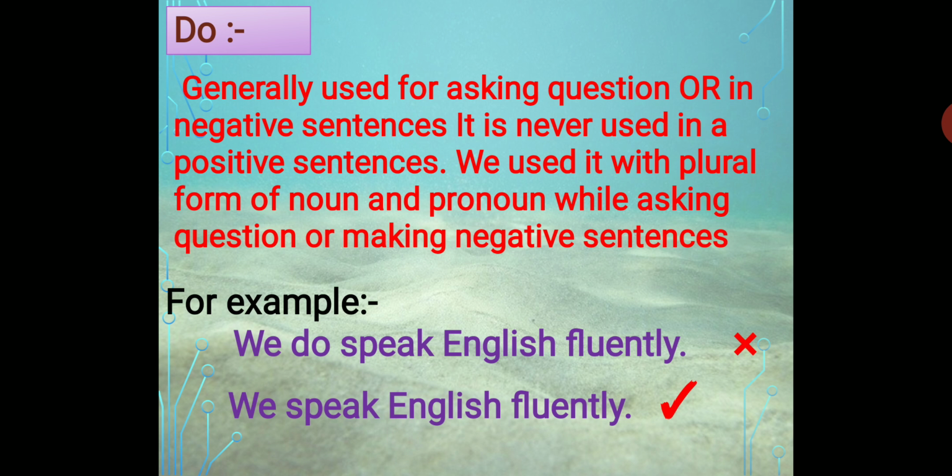This rule we can apply same as we had learnt in our lesson number 12, that with plural form of noun and pronoun we write the root form of the verb. This root form of the verb represents the do form of the helping verb with it.